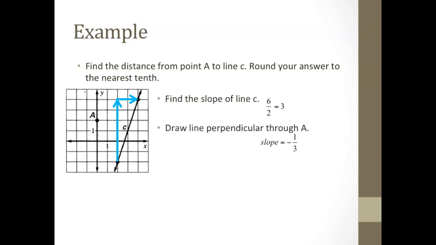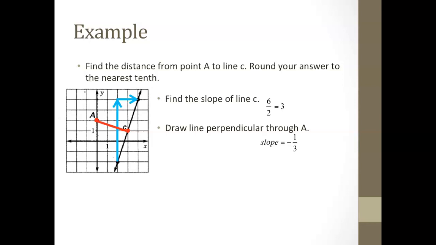So now let's start at point A and draw in that slope. So we go down 1 and to the right 3. So that is the line. Now since we're trying to find the distance from point A to line C, we don't need that entire line. We just need that line segment. So just this portion here.